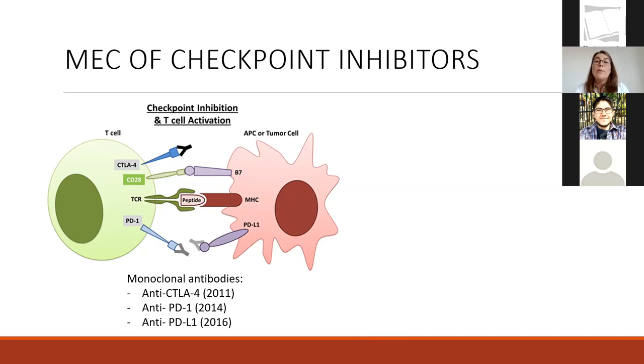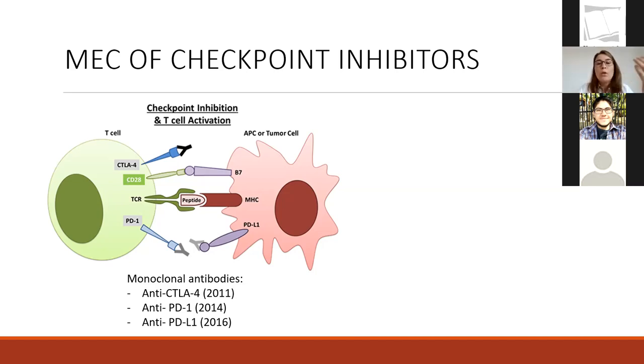Okay, so at the moment we have drugs approved for three main targets. One is CTLA-4, which is expressed in T cells. We have the PD-1, PD-L1 axis. PD-1 is expressed in T cells and PD-L1 in the tumor cells.